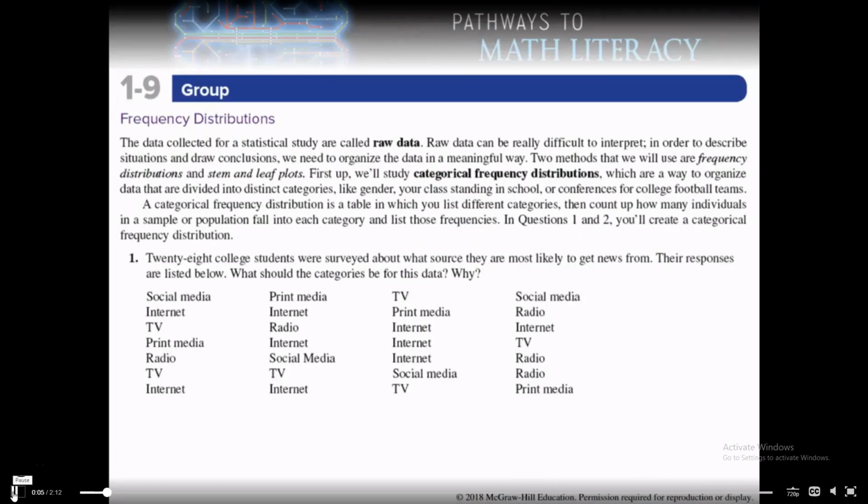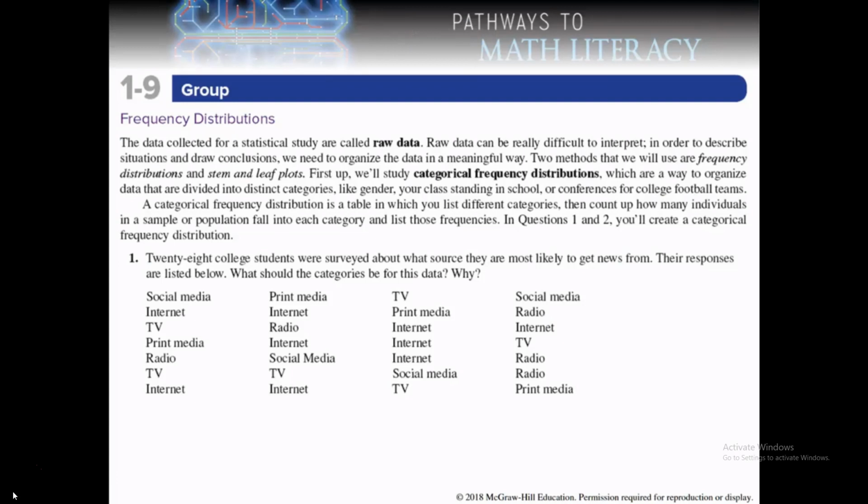Here we're looking at frequency distributions, specifically categorical frequency distributions, which is a nice way to organize data. In number 1, we have responses from 28 college students about the source they are most likely to get news from. What should the categories be? Well, looking at this, we've got several repeats of different sources. Those would make the most sense for the categories. We can tally how many are in each.